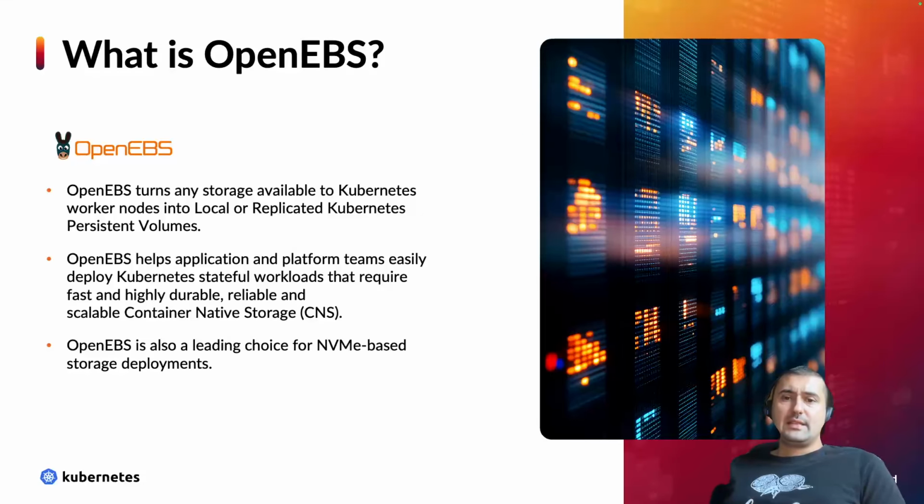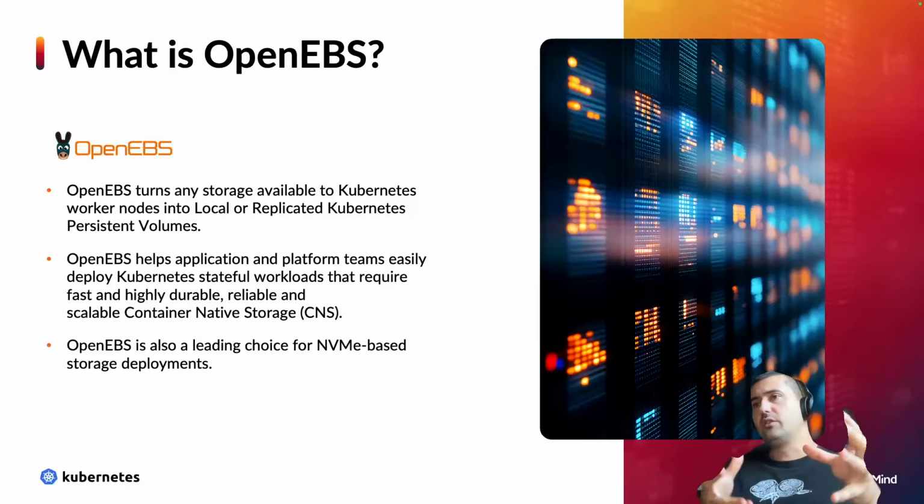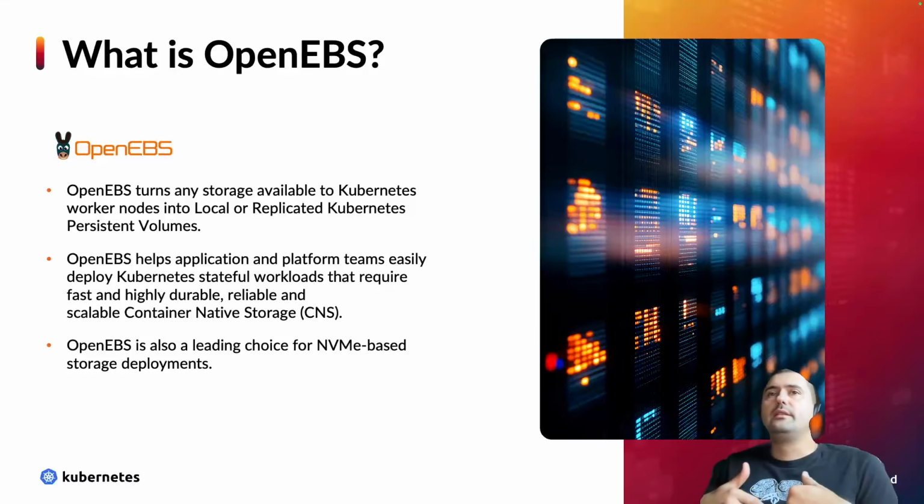Regarding OpenEBS, what it is and how it suits our Kubernetes. OpenEBS turns any locally attached storage that is presented on the nodes into local or replicated Kubernetes persistent volumes. What it means is basically that if you have some local disks or even NFS connected to the local Kubernetes worker nodes, you can transform them into distributed storage.